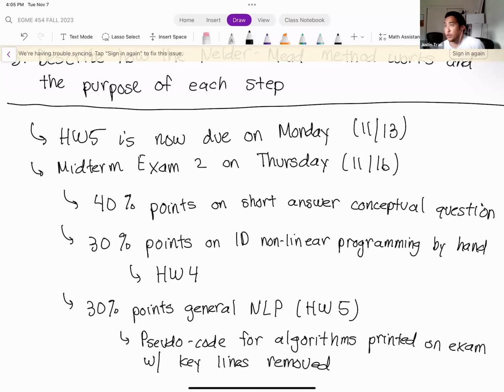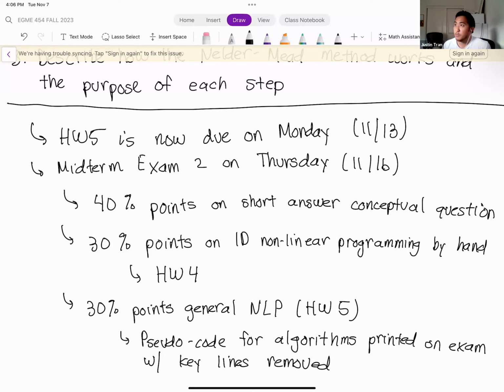Okay. And so you're going to get the majority of an algorithm. Let's say it's like a Monte Carlo method, right? I'm going to copy the example that we did in class of the Monte Carlo code onto the exam, kind of line by line. But I'm going to remove certain key lines of that code.